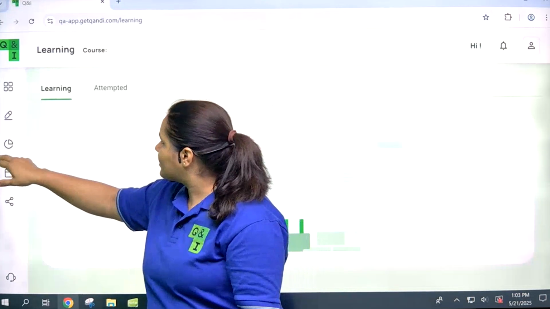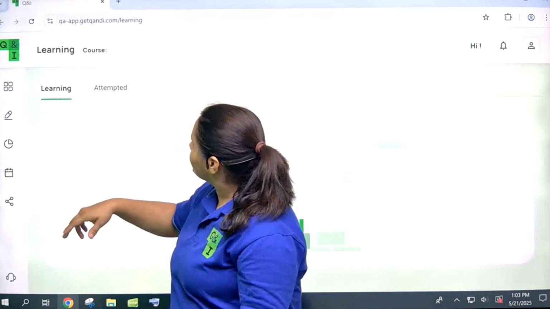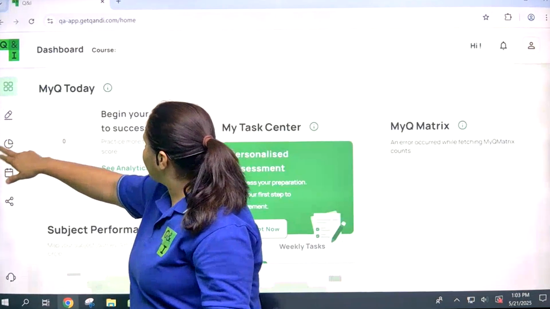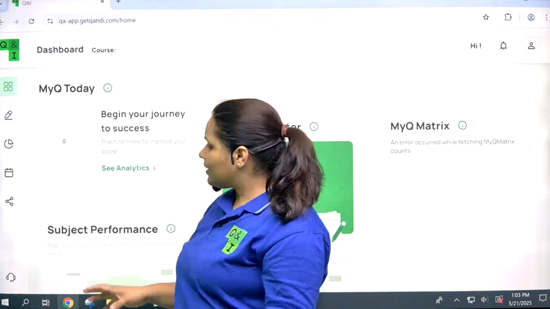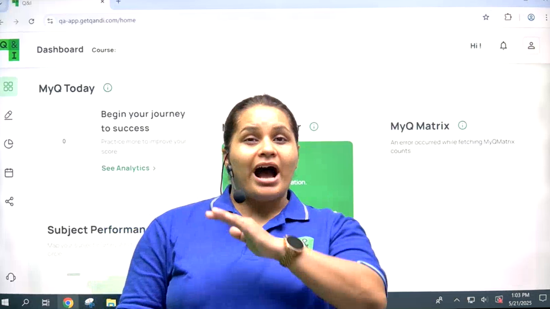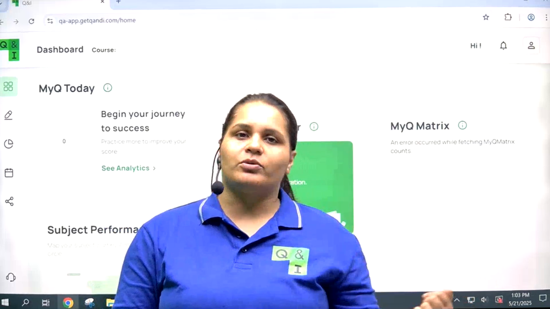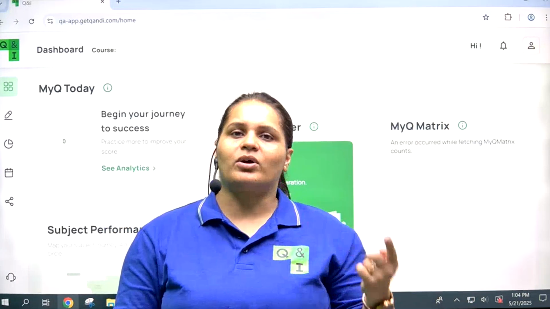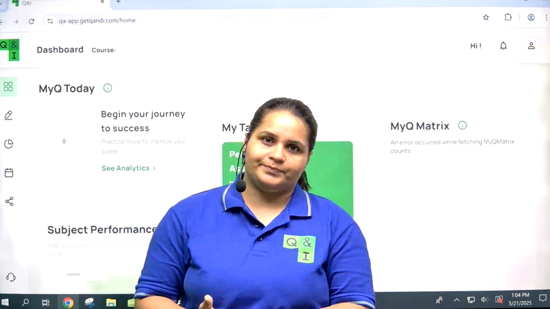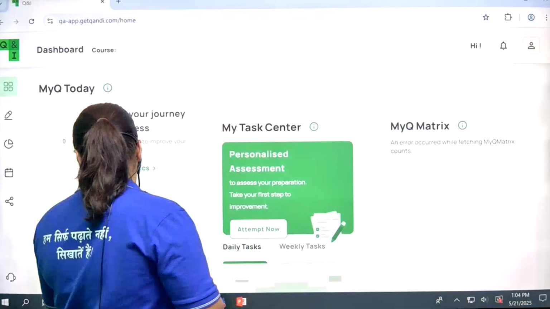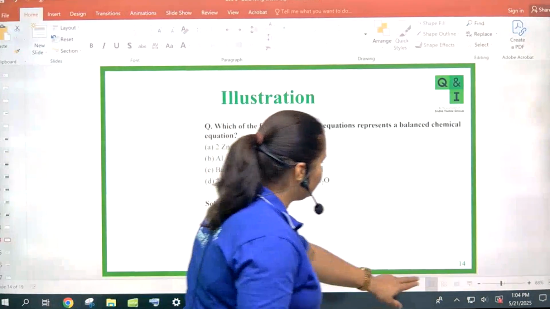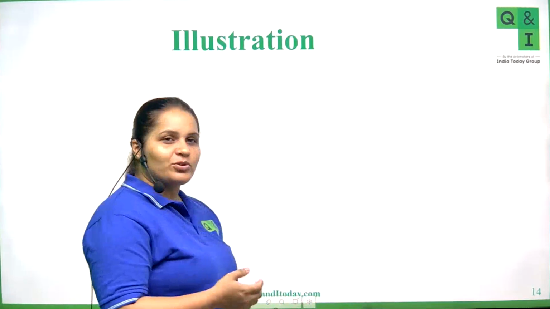Where is it? Learning segment. I missed it, no? Okay, I missed it. So in the learning segment, you will come and you can attempt the questions there. So after attempting questions over there, then you can come back to the practice and start attempting questions. Then it is going to improve your score. Okay, understood? Yes or no? Yes, ma'am.